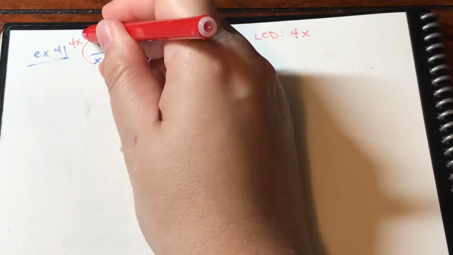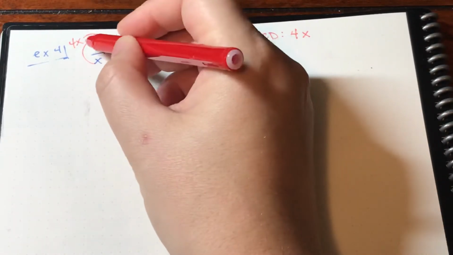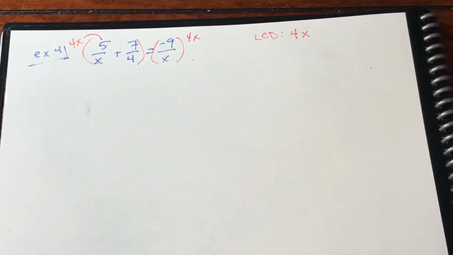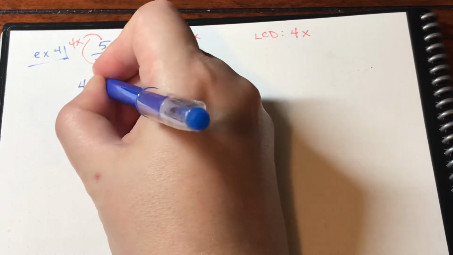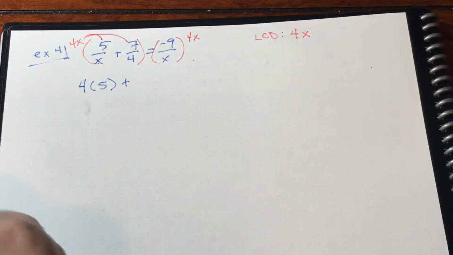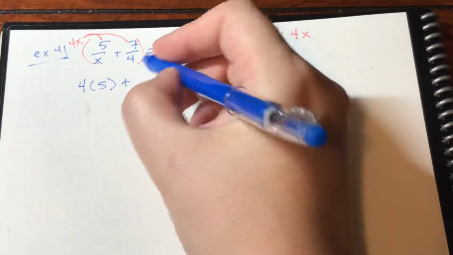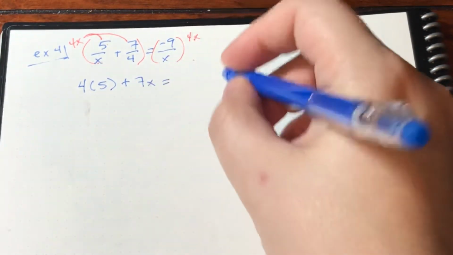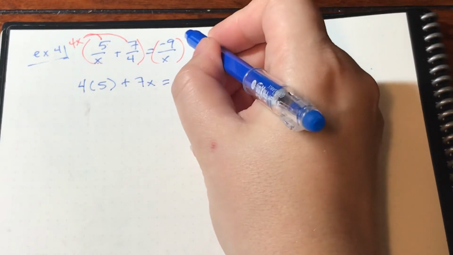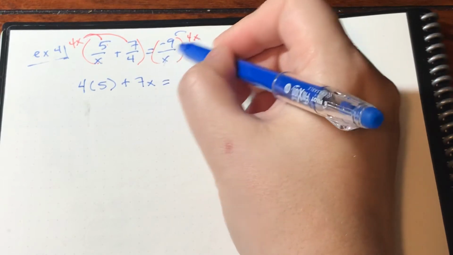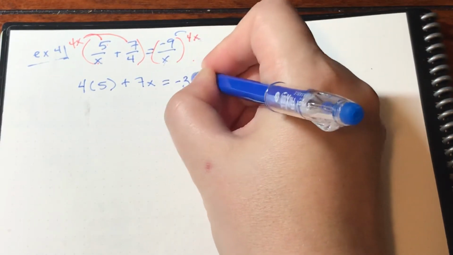Okay, so when I multiply 4x times 5 over x, the x's cancel out, so I'm just left with 4 times 5, plus, when I multiply 4x times 7 divided by 4, the 4's cancel out, and I am left with 7x. And then on this side, when I multiply 4x times negative 9 over x, the x's divide to make 1, so I am left with negative 36.